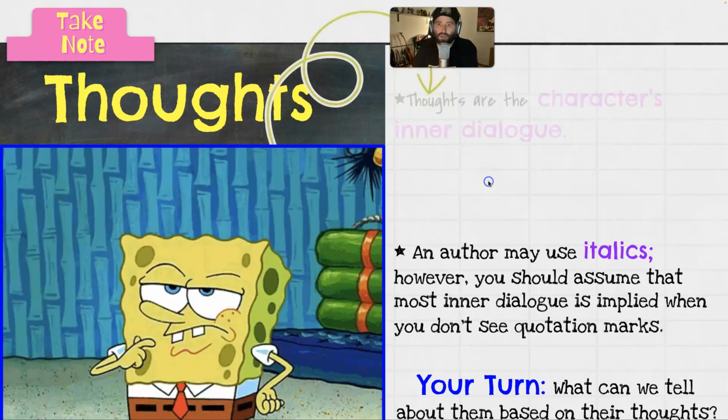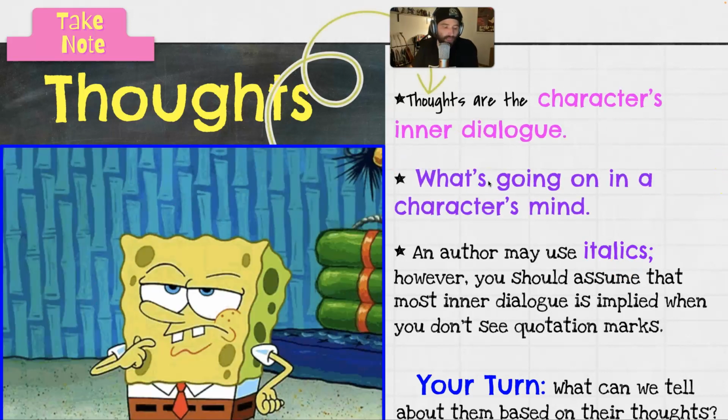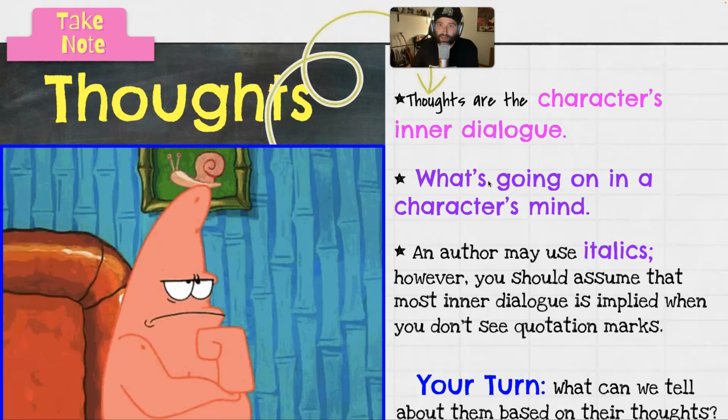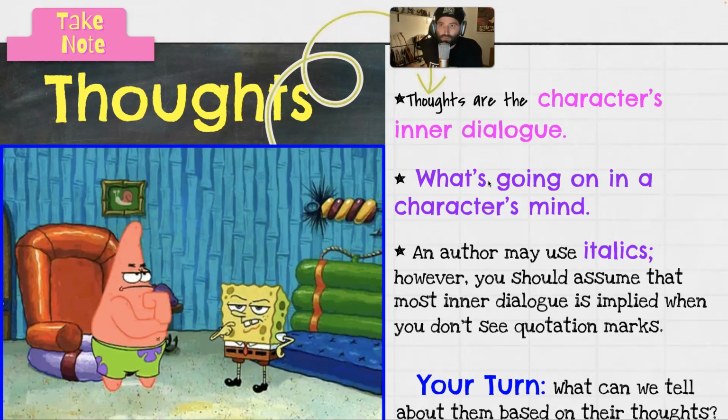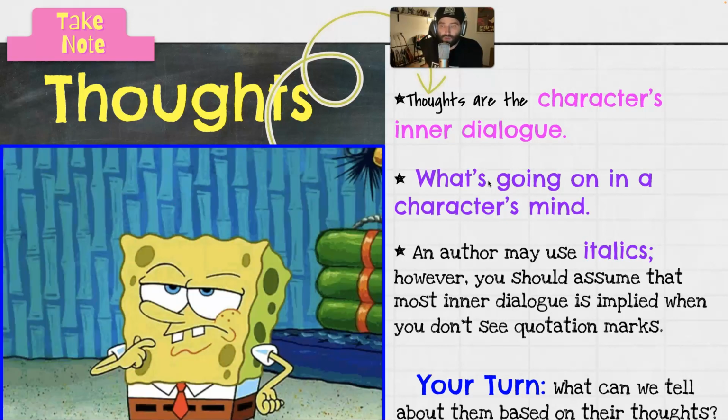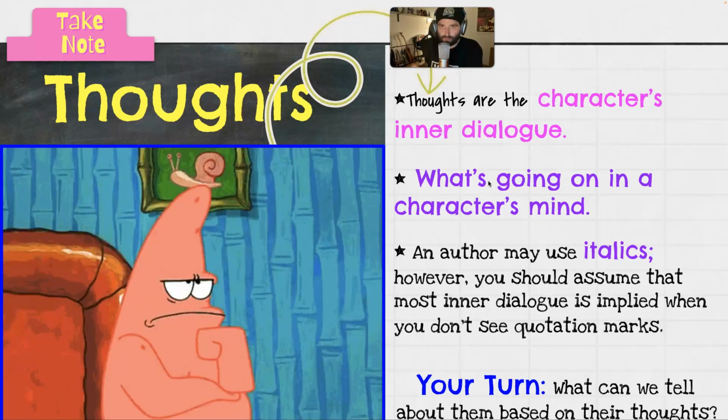Now with thoughts, all right, thoughts are the character's inner dialogue. This happens within the character. What's going on in a character's mind? Now, this is a really hard thing to see. Okay. So most of the time when we see characters' inner dialogue, it's through the narrator. Now, the narrator, if you didn't know, is the person who tells the story. They're the ones telling us what's going on in the story.